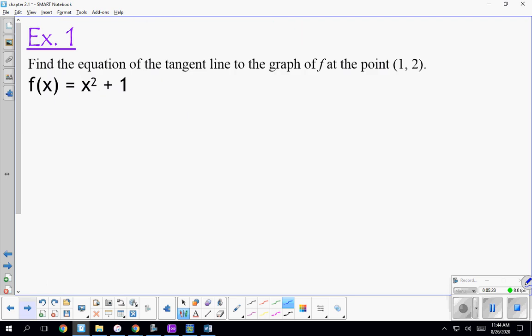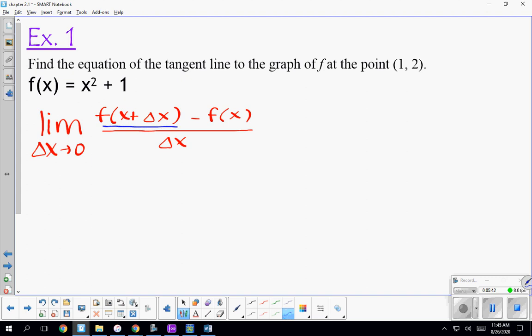So we're going to do one example. We're going to find the equation of the tangent line. So a tangent line is straight. So we need an equation of a straight line. And we know the slope of this line is going to be the derivative. So first we need to find the derivative. And to find the derivative, we use the definition of the derivative.